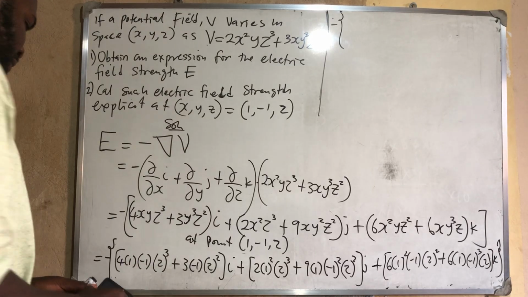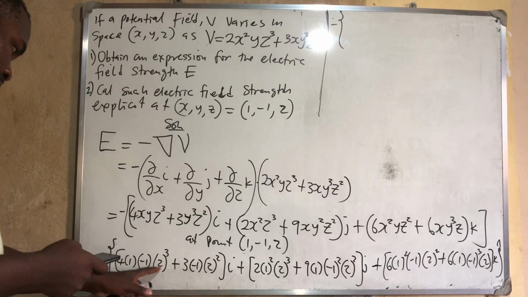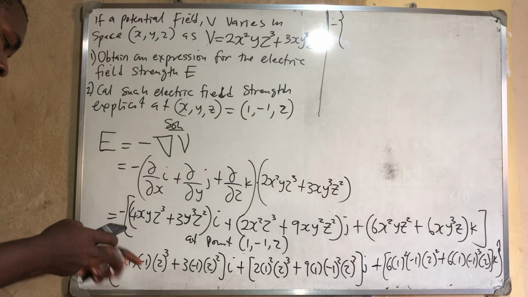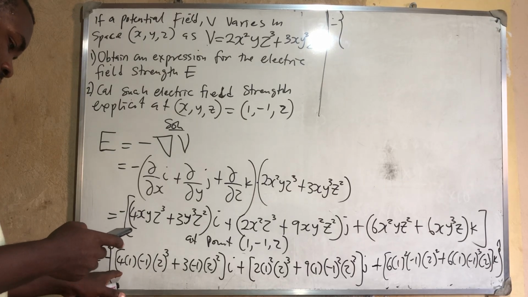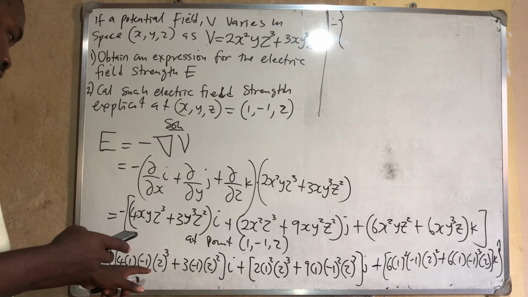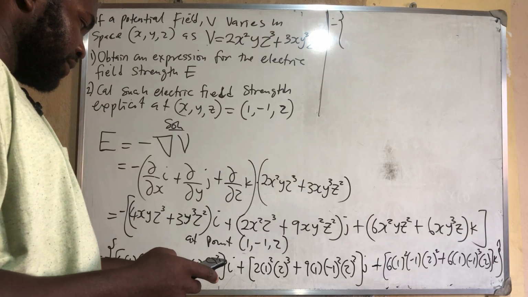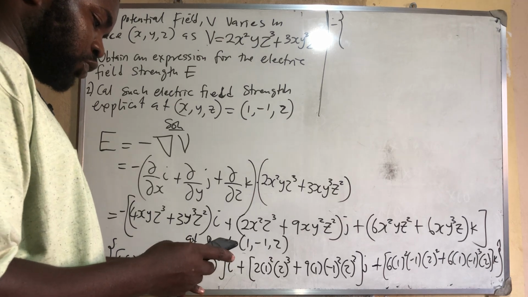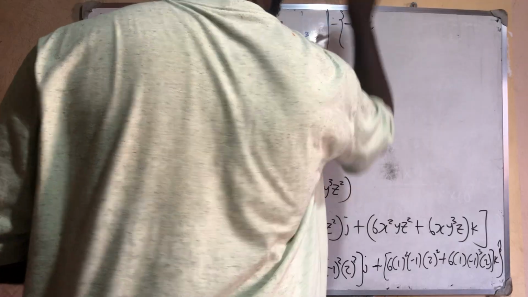8 times, let me use my calculator. 8 times 4, then times 1. 8 times 4, okay? That is 32 times minus 1 to give you minus 32 here. And I have here 4 times 3 is 12. 12 times minus is minus 12. So minus 32 minus 12 will give you minus 44. So I have minus 44i.